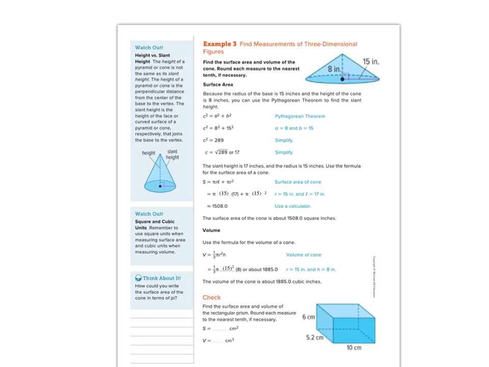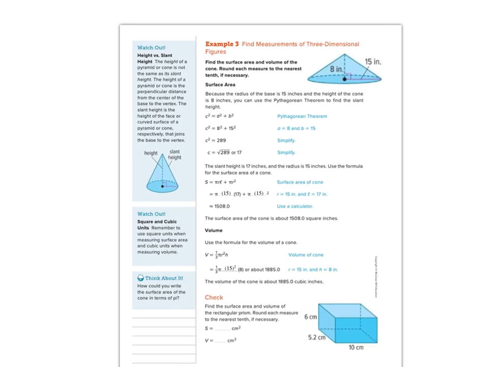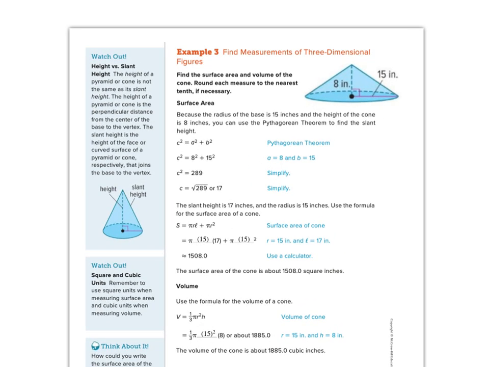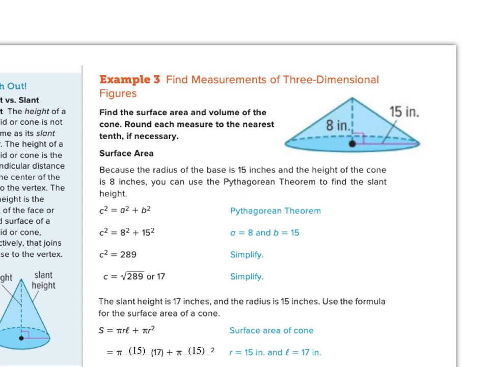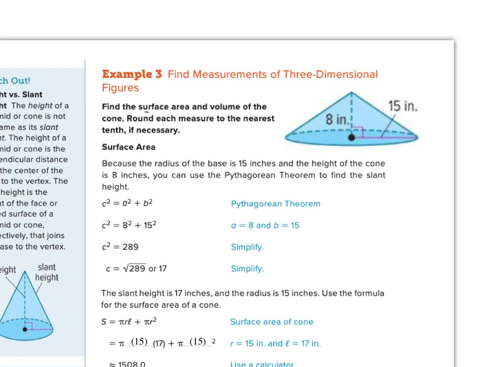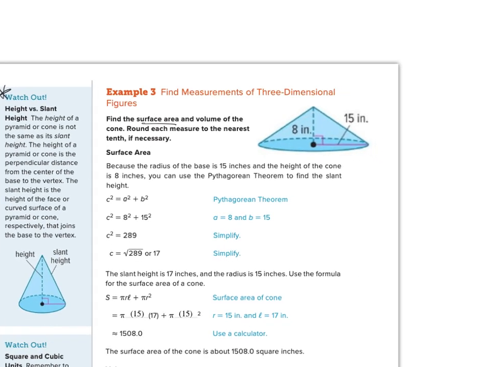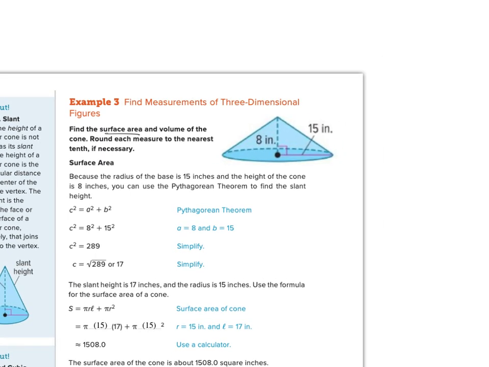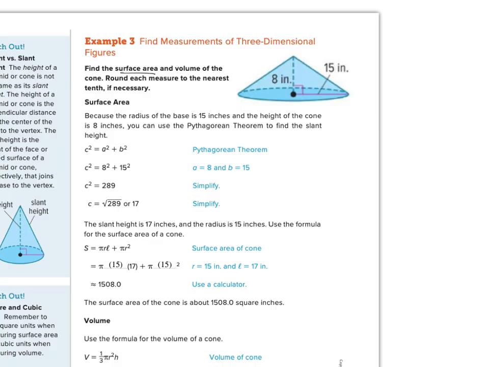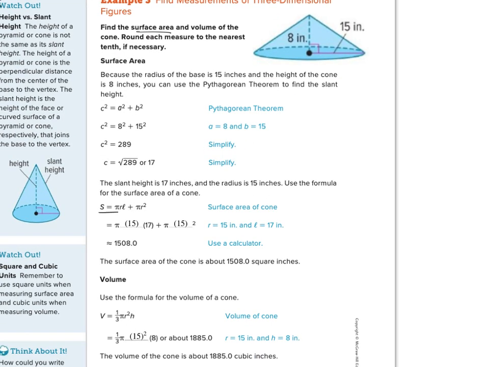And then see here, finding the measures of the 3 dimensions. Okay, so here in this example, here's a good example too, where they discuss the difference between height and slant height, in case you're in question. Find the measurements of the 3-dimensional figure. So it says find the surface area and the volume. Let me see here. The surface area, right, is pi times the radius times the slant height plus pi times radius squared.